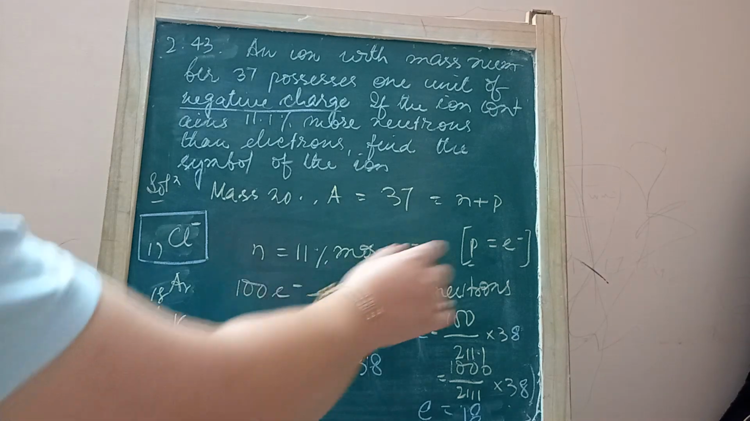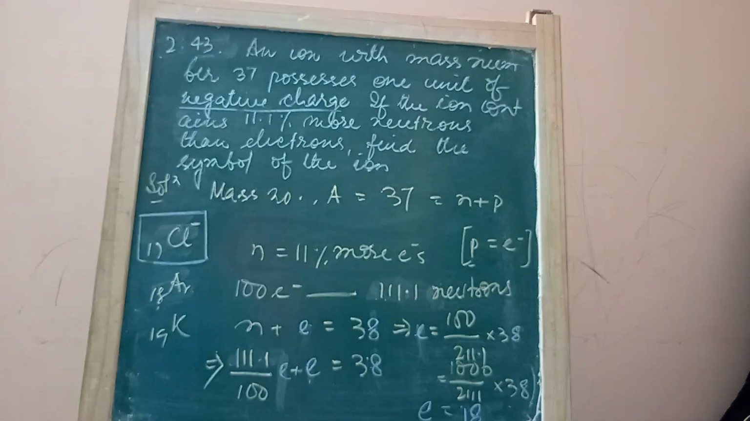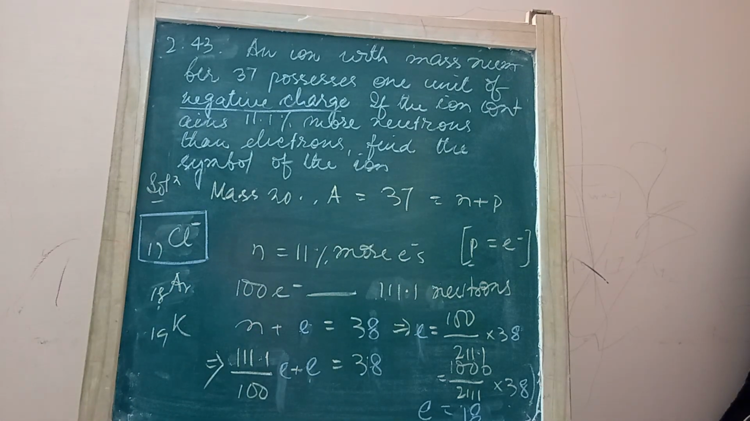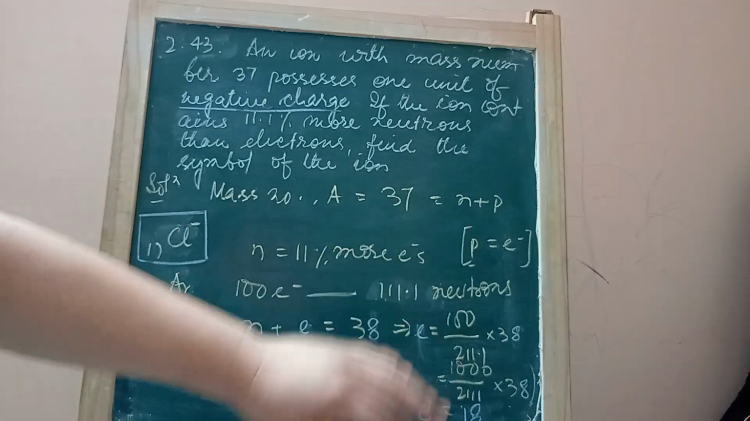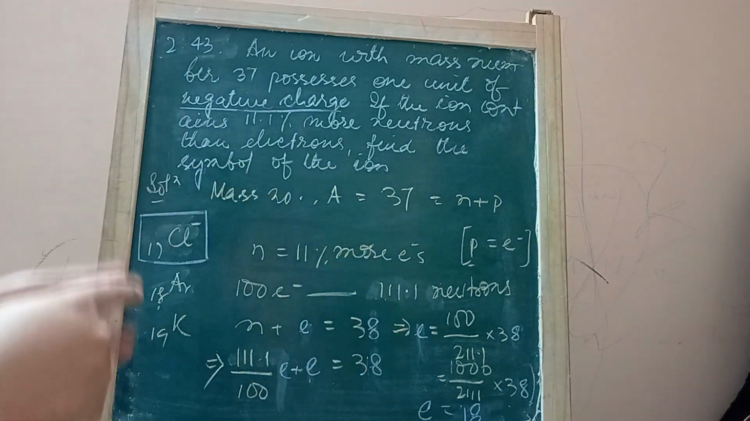If there are 100 electrons, there will be 100 protons also, right? But our element is not having 100 protons. We're just assuming it. If there are 100 electrons, there will be 111.1 neutrons according to this statement. Okay, now comes the twist.